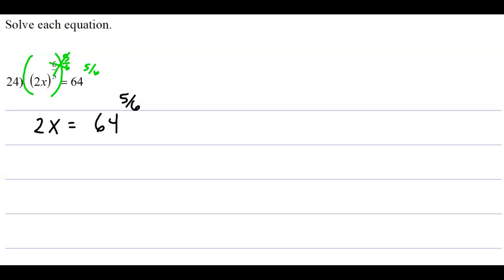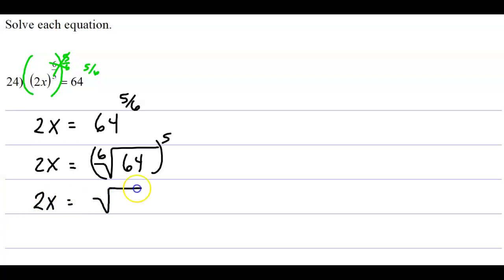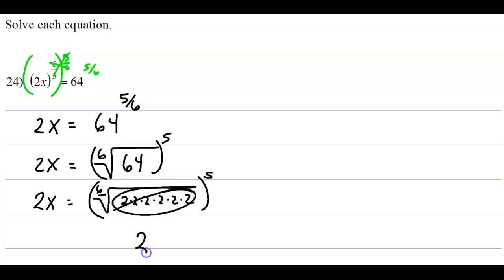Now, for this particular problem, we're going to have to do the radical thing again. So we're going to change this into a 6th root of 64 raised to the power of 5. Now, 64 breaks down into 6 2's. And that happens to be exactly what we're looking for. We're looking for groups of 6. So I can circle that entire group of 6, cross it off, and put a 2 here. And since there's nothing else left in the radical, it's gone.